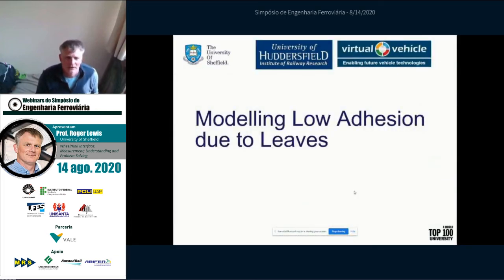So my next case study is on modelling friction. While I'm showing here an example where we've done some work on looking at the effects on low adhesion due to leaves, obviously those of you that don't suffer from this problem, very lucky. It's a big problem in the UK, but this same approach can be used for building models to look at other things that get into the interface.